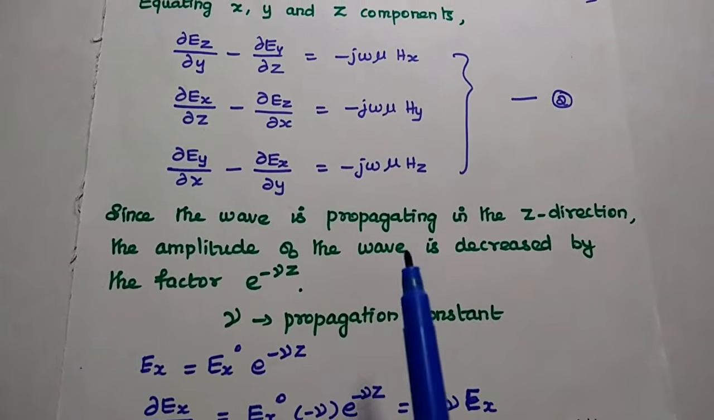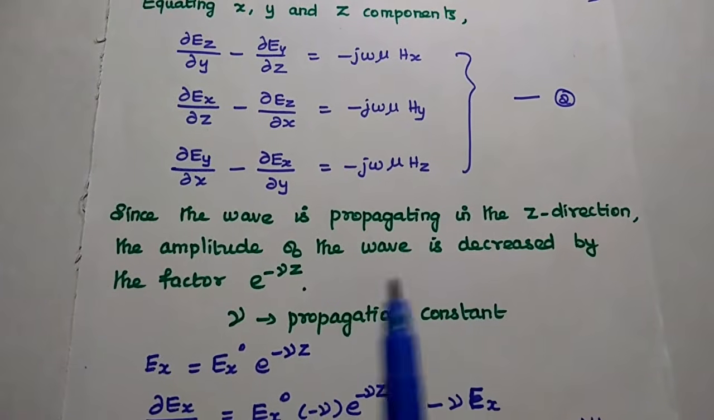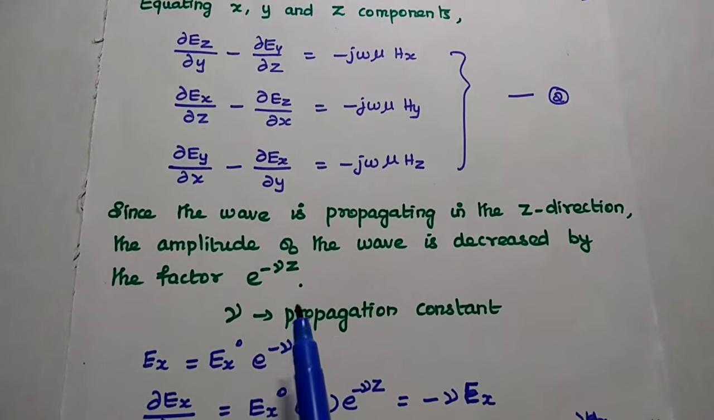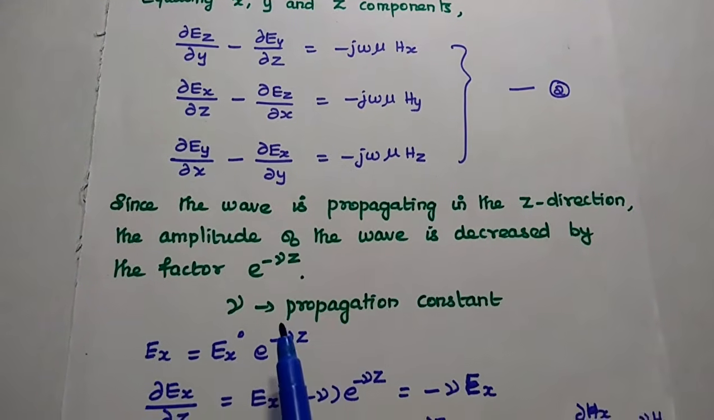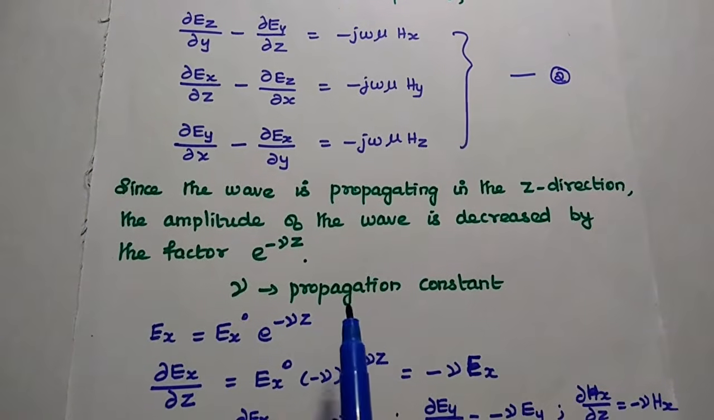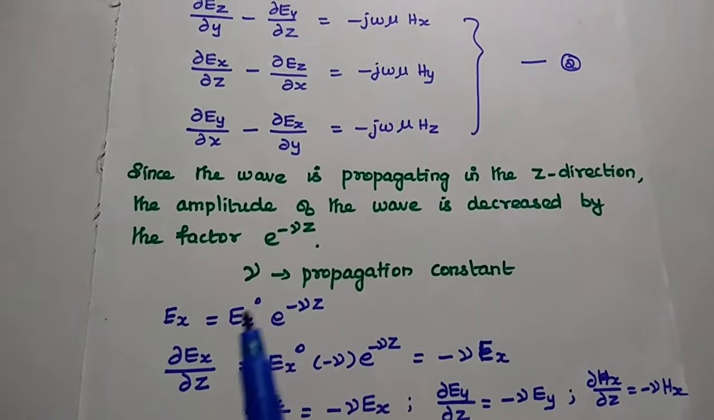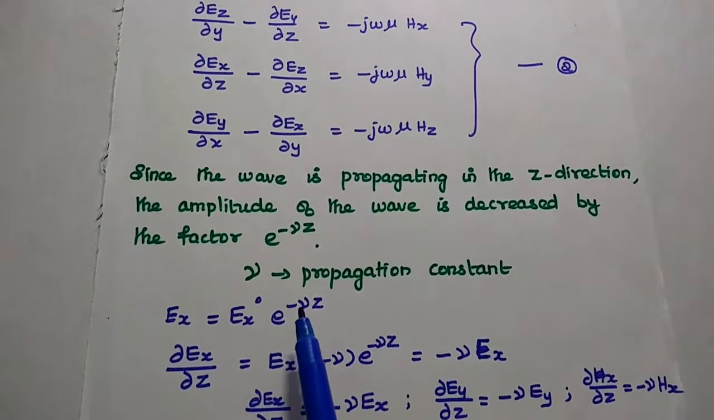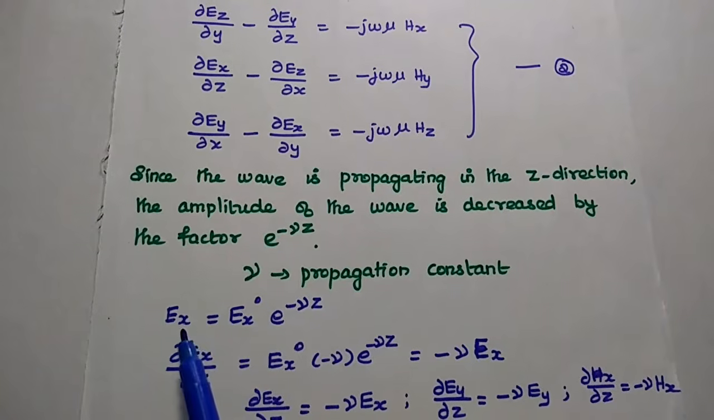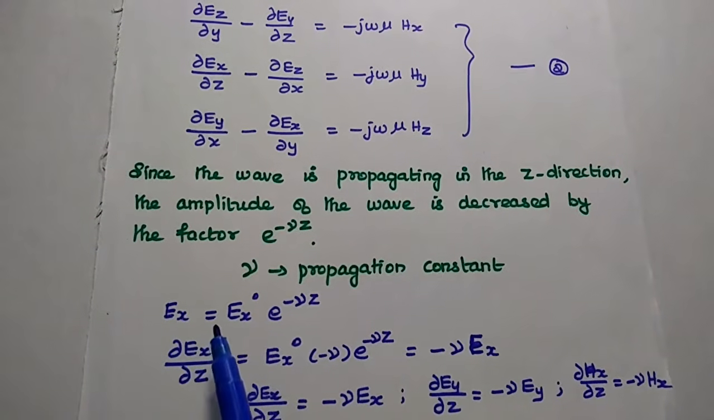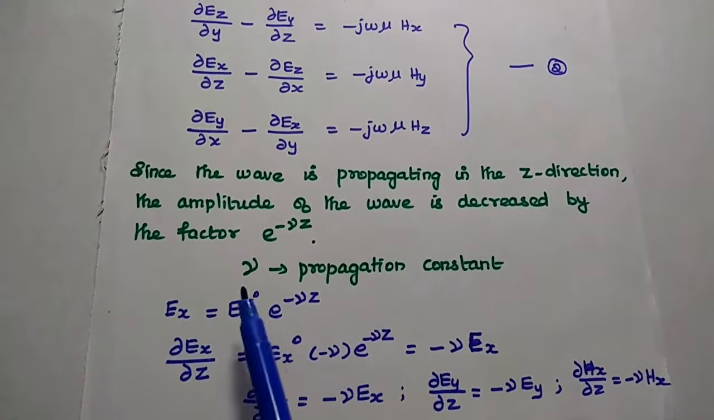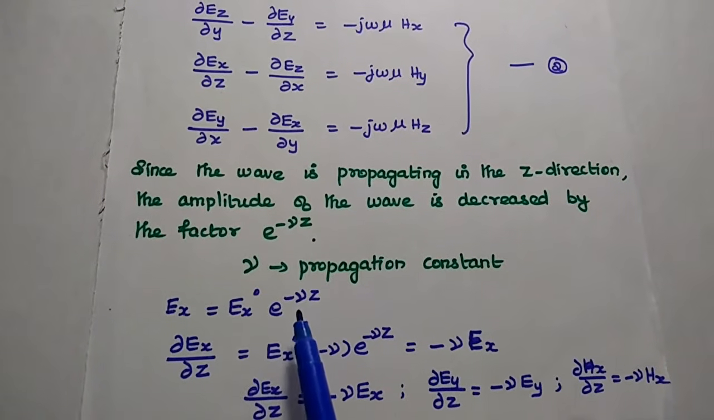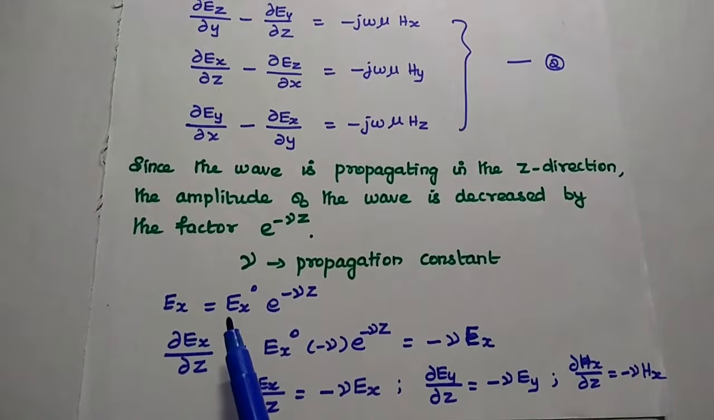So here the wave is propagating in the z direction, then the amplitude of the wave is decreased by the factor e^(−γz). Here gamma is nothing but the propagation constant. So we can represent the field component Ex as Ex0 e^(−γz). Here this Ex is the reduced value in the propagation direction, Ex0 represents the amplitude, and this is the factor which is reducing the amplitude.